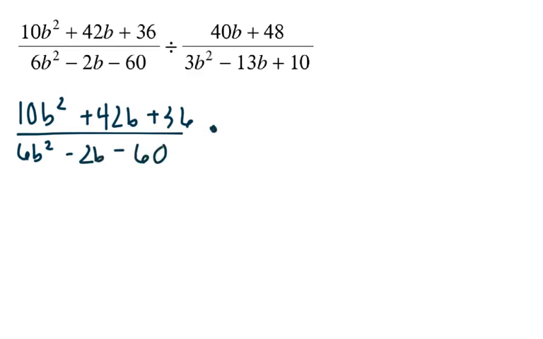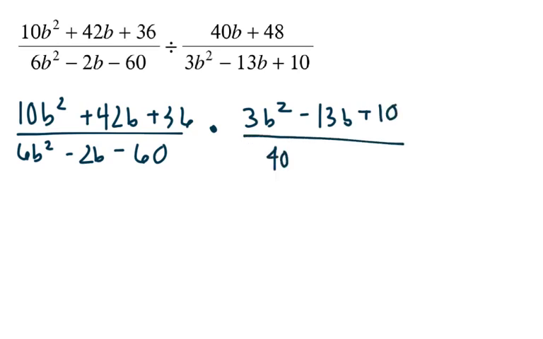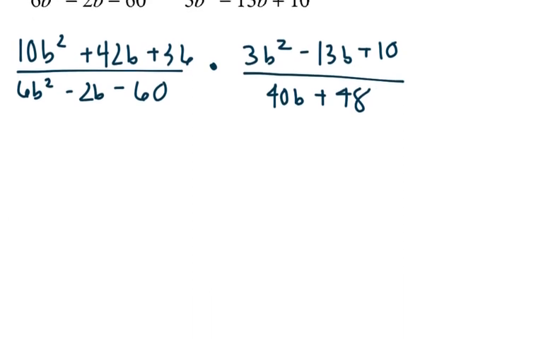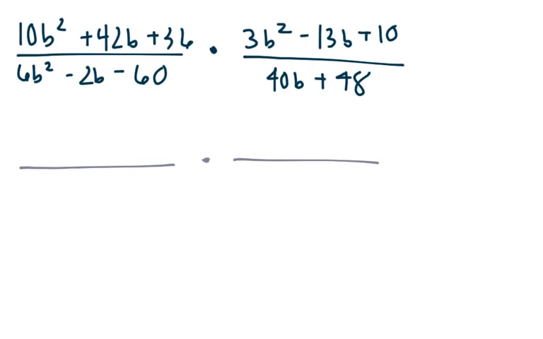And then I change it to multiplication, and then I flip the second fraction. So 6b squared minus 13b plus 10 all over 40b plus 48. Right, now I can start the factoring process. I will leave this right here to rewrite my fraction. So we will start with 10b squared plus 42b plus 36.